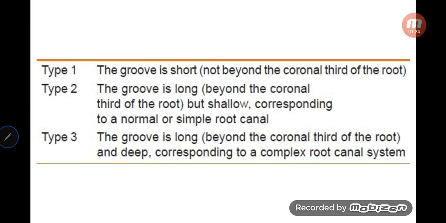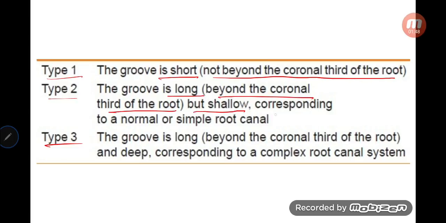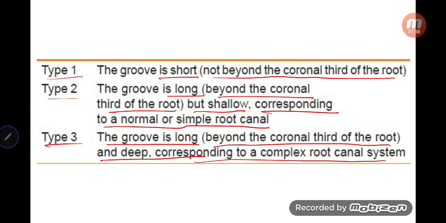And as I have explained clearly, palato-gingival grooves are most commonly on the maxillary lateral incisors, and you can see there are three types of palato-gingival grooves: type 1, type 2 and type 3. Type 1 is a groove that is short, not beyond the coronal 1/3 of the root, whereas type 2 is long, beyond the coronal 1/3 of the root, but it is shallow, corresponding to a normal or a simple root canal system, whereas type 3 is very long, beyond the coronal 1/3 of the root, deep and corresponding to a complex root canal system. It's a simple root canal system, it's a complex root canal system.